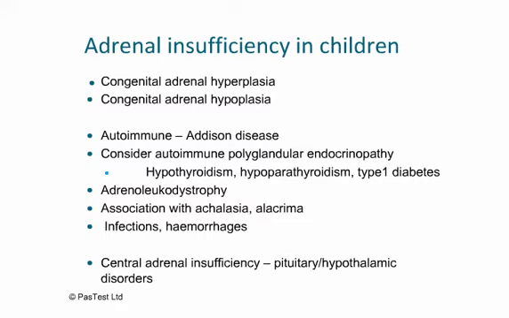1 diabetes in association. Rarer causes of adrenal insufficiency include adrenal leukodystrophy and associations with achalasia and alacrima, the so-called triple A syndrome or Allgrove syndrome. Rarely, infections such as meningococcal meningitis or septicemia and adrenal hemorrhages may also cause adrenal insufficiency. In some children, the cause of adrenal insufficiency is central in either the pituitary or hypothalamic areas, causing central adrenal insufficiency.